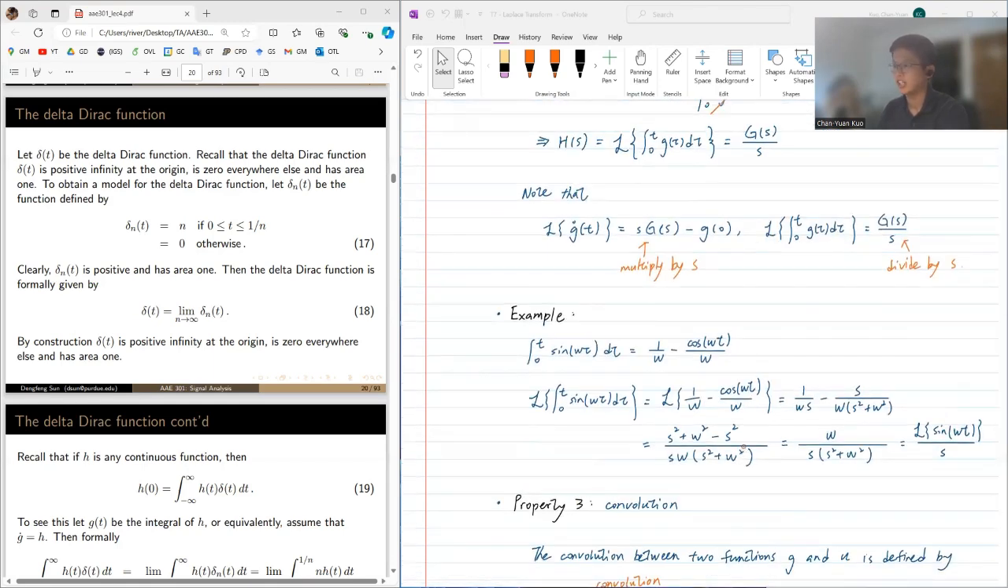Now let's take a look at an example. Here, we want to find the Laplace transform of the integral of sine of omega tau. If we work out this integral, you will see that this equals 1 over omega minus cosine of omega t over omega. Then we can apply the Laplace transform to this expression, and in the end we will get omega over s times s squared plus omega squared. You can see that this is essentially just the Laplace transform of sine of omega t over s.